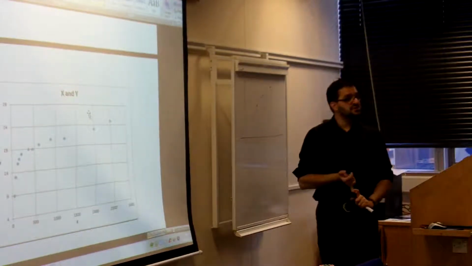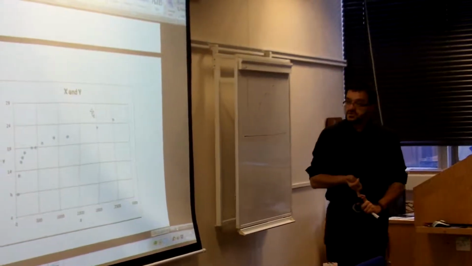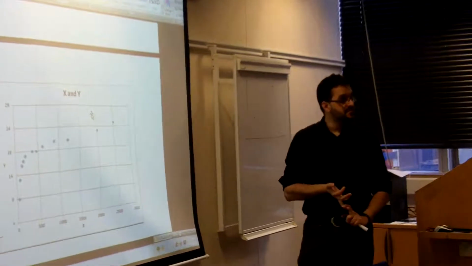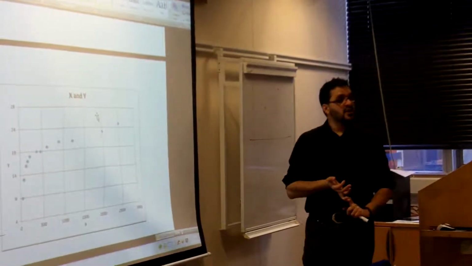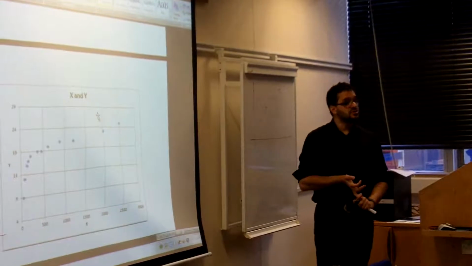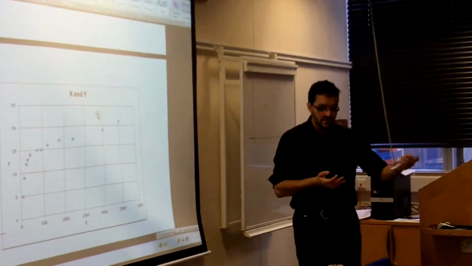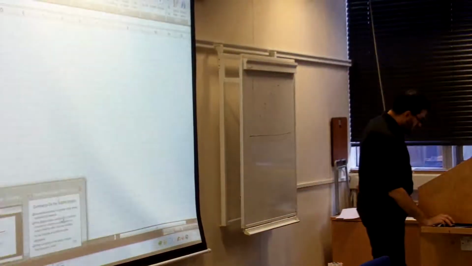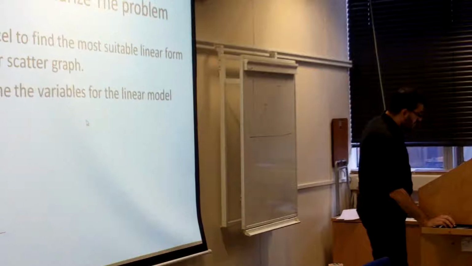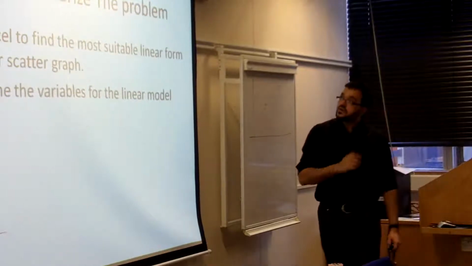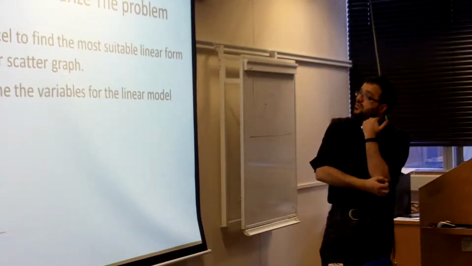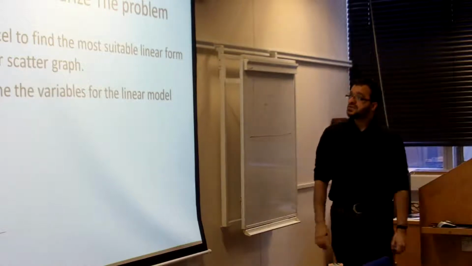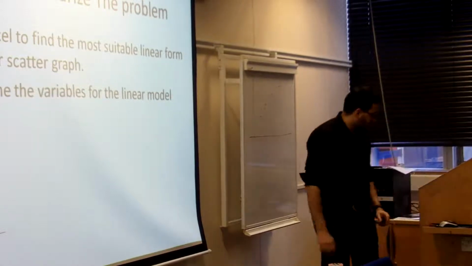Now look at this. It is not jointly normally distributed. It is not a linear relationship. So what happens in that case? What do you do? Linearize the graph, the data. So let's have a look at how to linearize the problem. We use Excel to find the most suitable linear form for your scatter graph. So let's have a look.